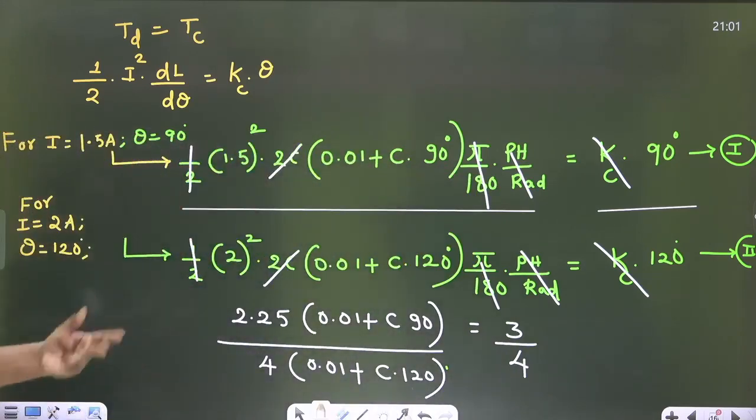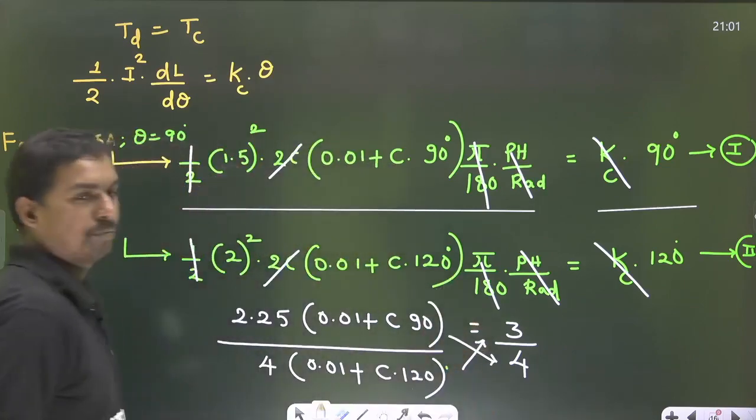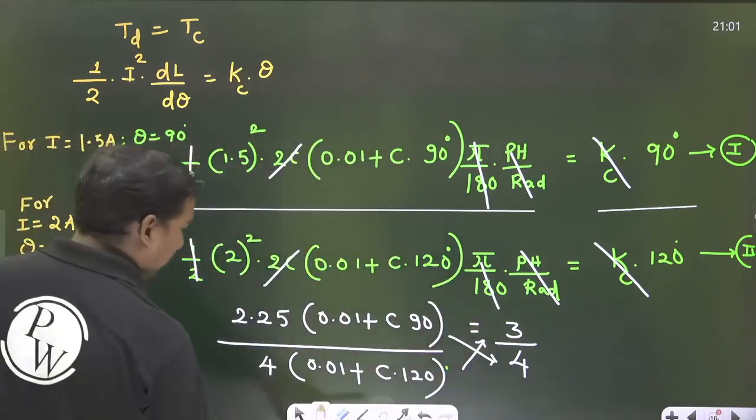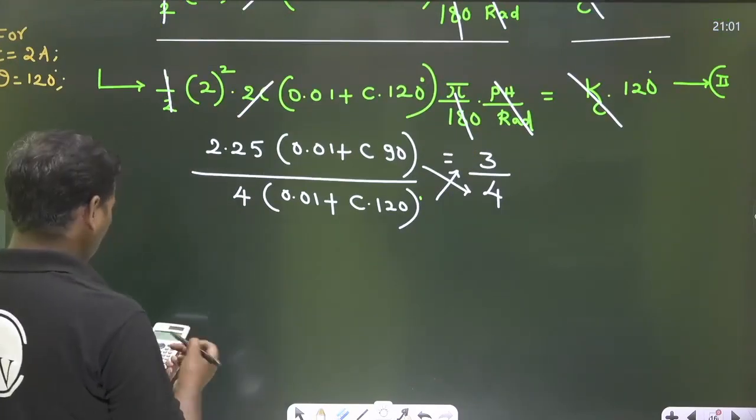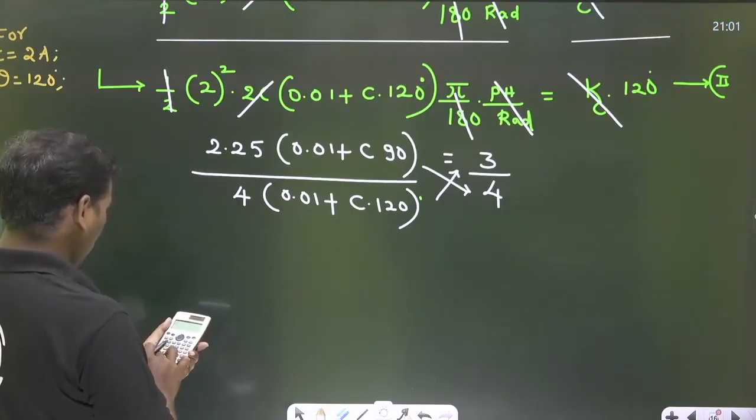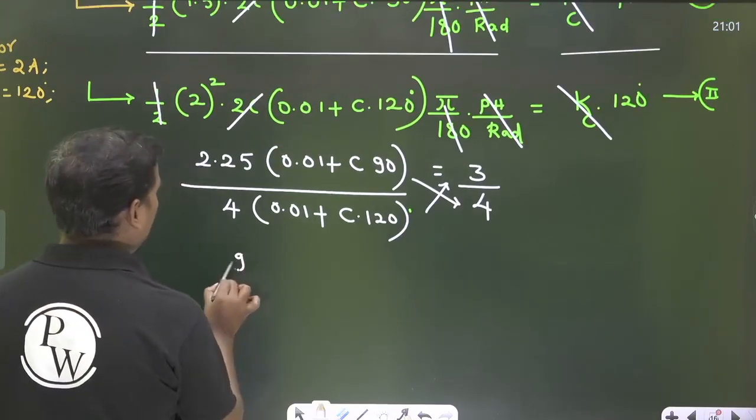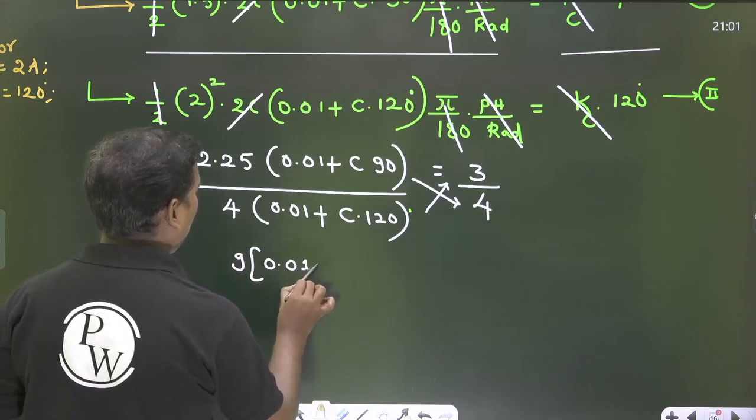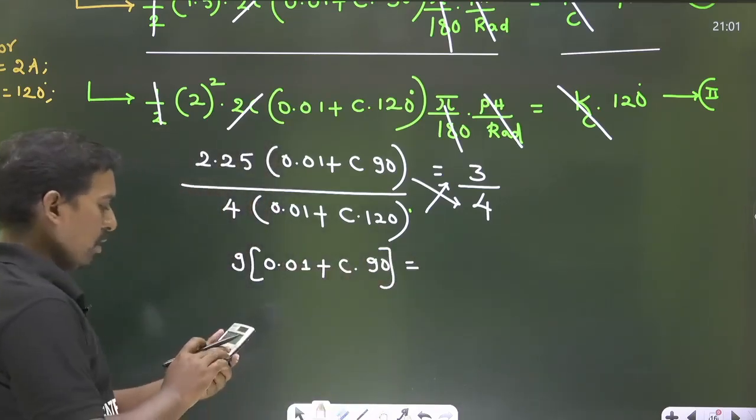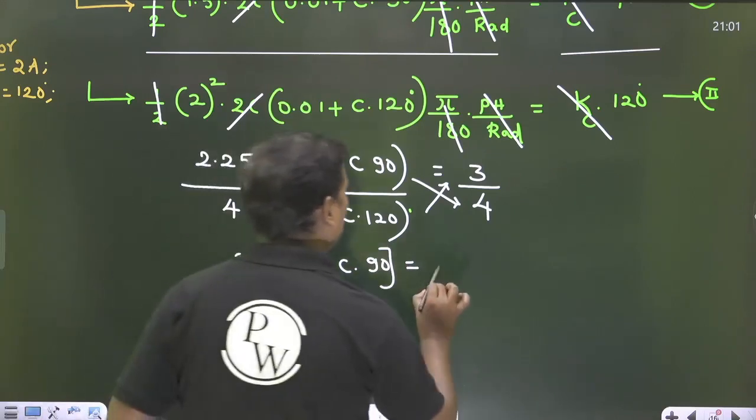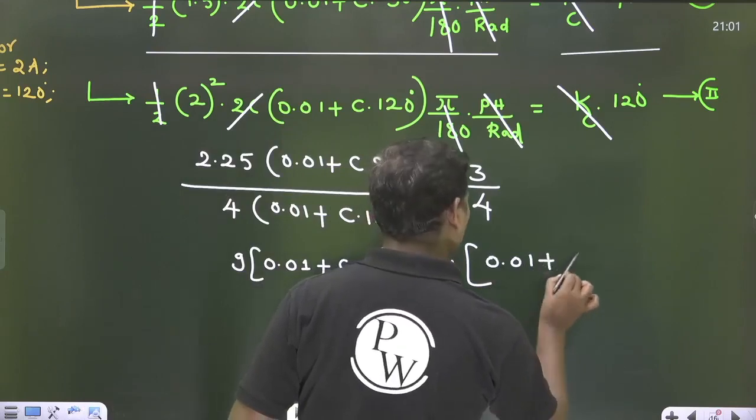To simplify, do the cross multiplication and you are going to get an expression. Let's complete this here itself. 4 into 2.25 comes as 9. So 9 into 0.01 plus C90 equals 3 into 4, which is 12, into 0.01 plus C120.